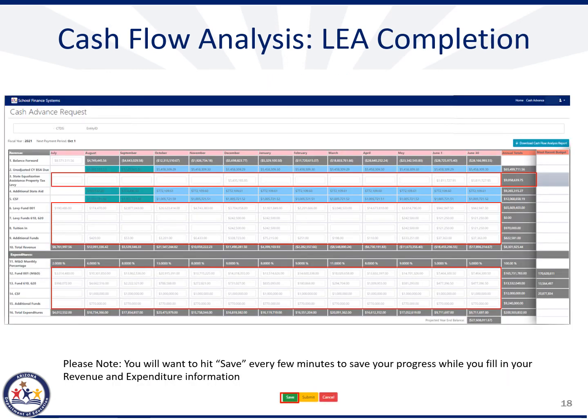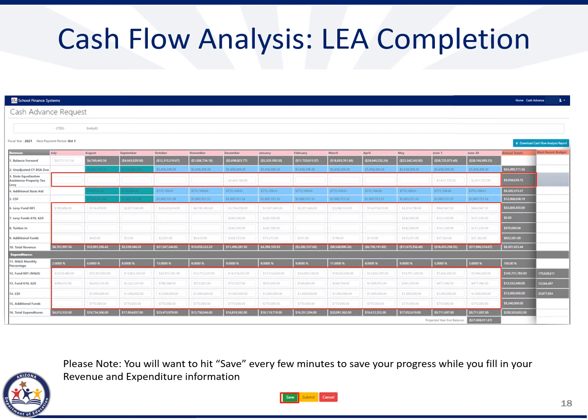Back to the cash flow analysis and the white cells. The LEA will fill these in. One note, lines 9 and 15 for additional funds is meant to include Prop 123. So make sure you go to Hot Topics on the School Finance website to find the amount distributed to your LEA.